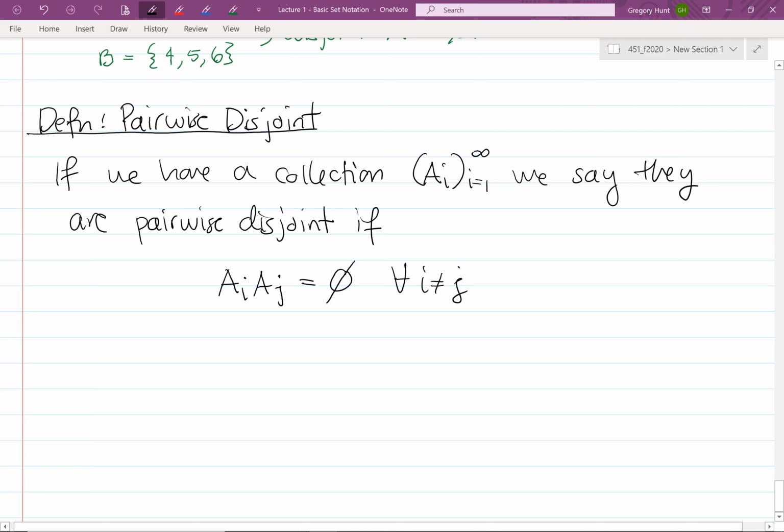That is, if I pick any two sets, A sub i and A sub j, as long as they're not the same thing, since sets are not typically disjoint from themselves, except the empty set, if we pick any two sets, they're disjoint. That is, their intersection is empty.